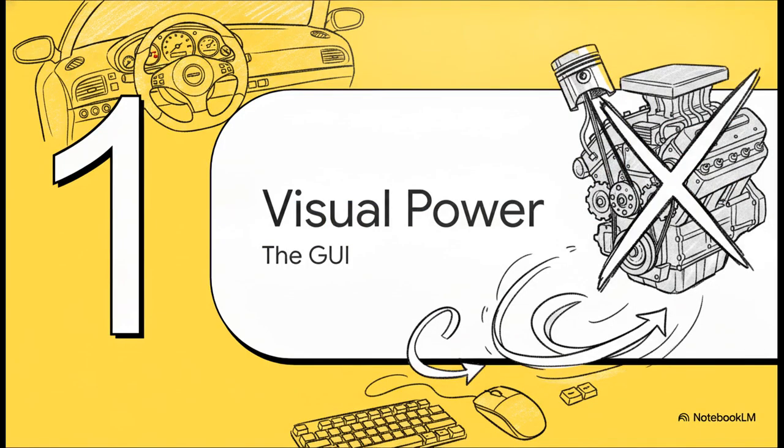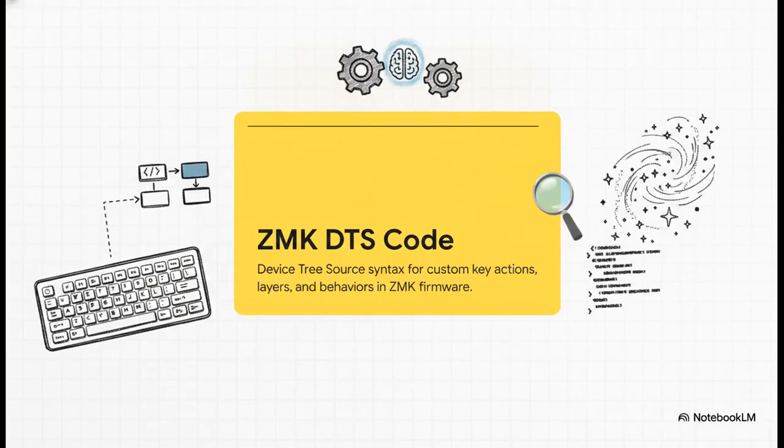Section 1, Visual Power, the GUI. Think of this native GUI as the easy mode that still packs a massive punch. It's essentially like the sleek dashboard of an automatic sports car. But before we get completely lost in the GUI's features, we briefly need to define what's actually under the hood.